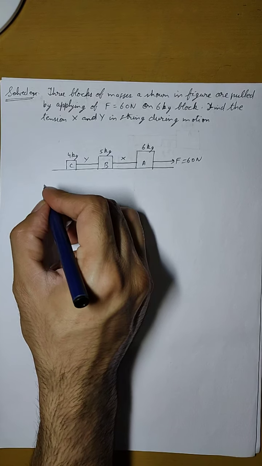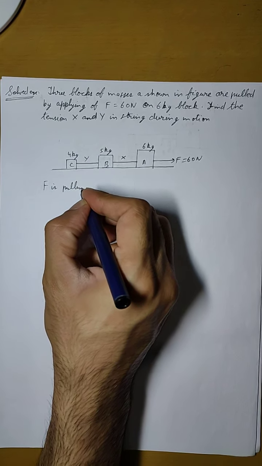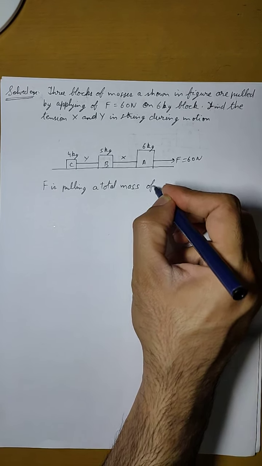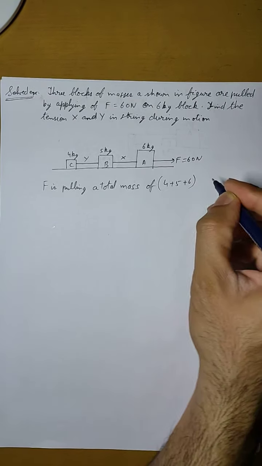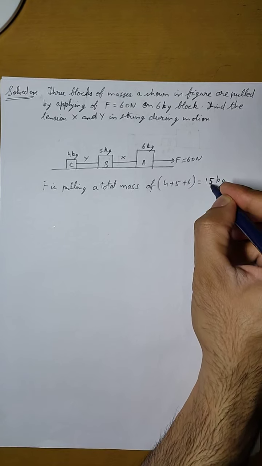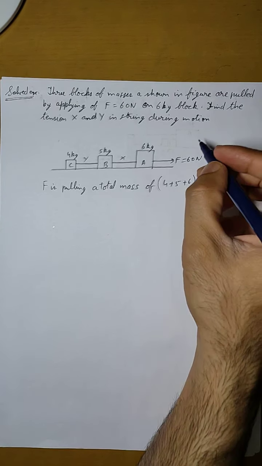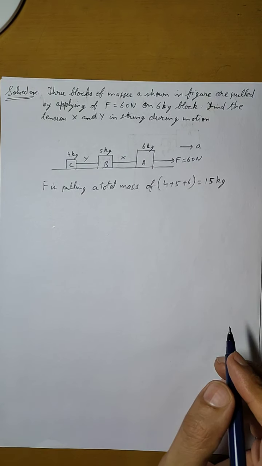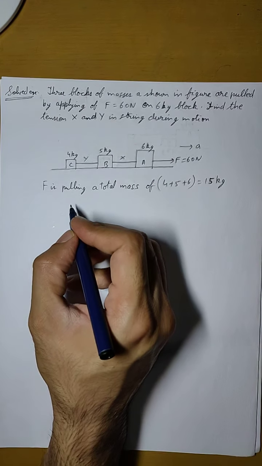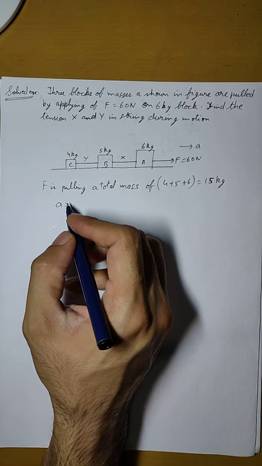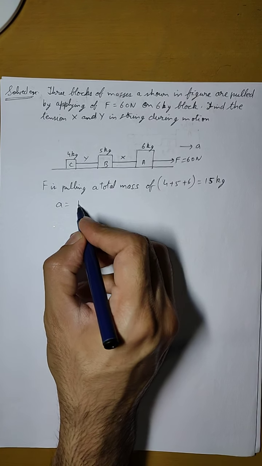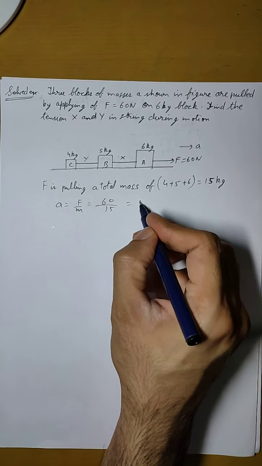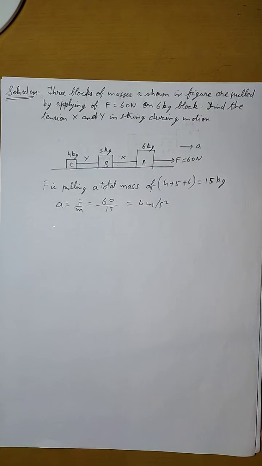So we can write here that the force is pulling a total mass of 15 kg. And let us say that the movement of this system is with an acceleration a in this direction. Now if we find the value of a, force equals mass into acceleration, so acceleration will be equal to force upon mass, and force is 60 Newton, mass is 15 kg. That means the acceleration of the system is 4 meter per second square.